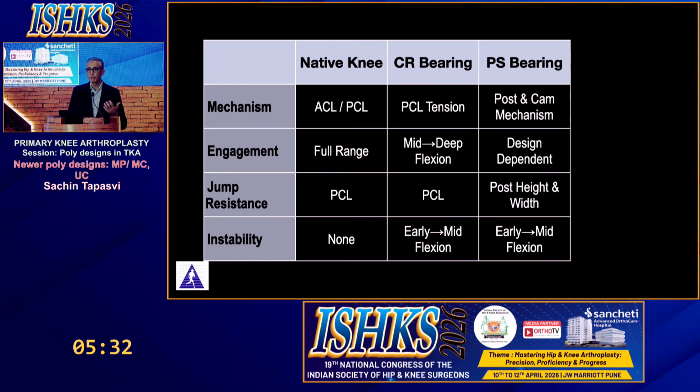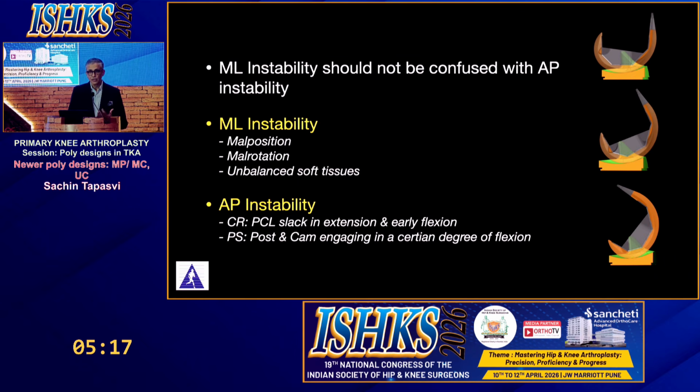And when you move to the PS bearing, I think the whole engagement is provided, which is completely design dependent. And of course, what is going to resist your jump is going to be the post height and the width. And instability can again occur between the early and the mid flexion. So it's important to differentiate these two philosophical aspects.